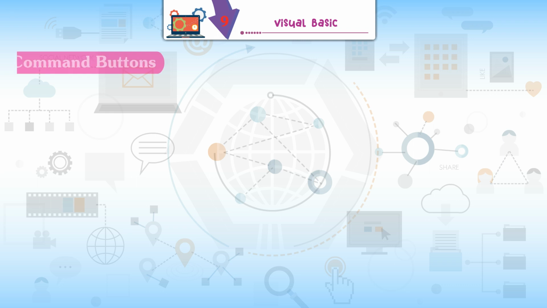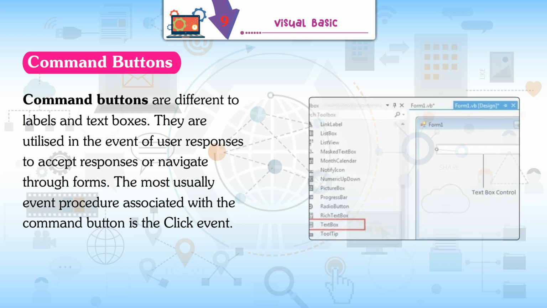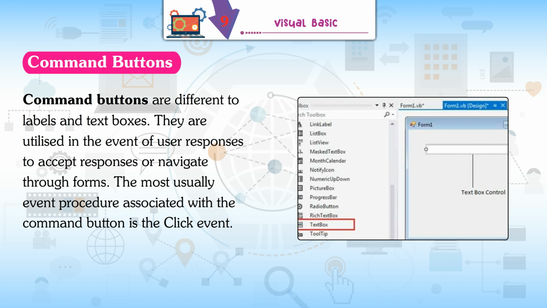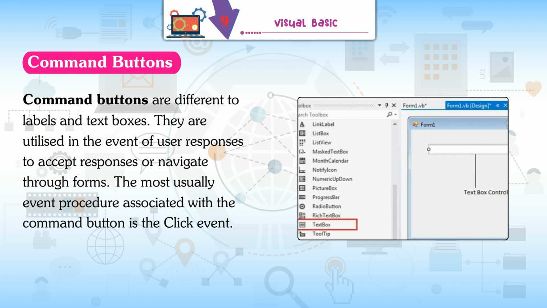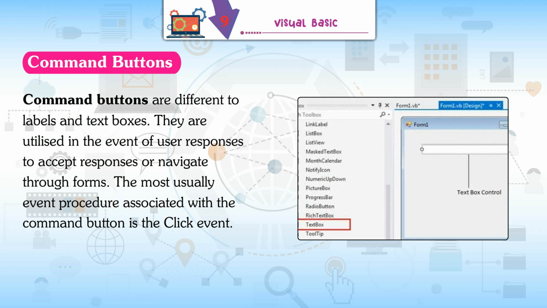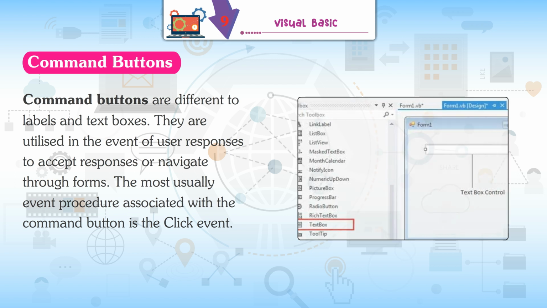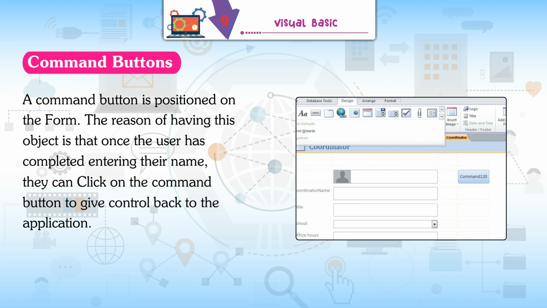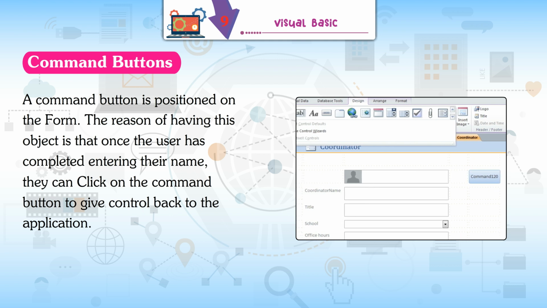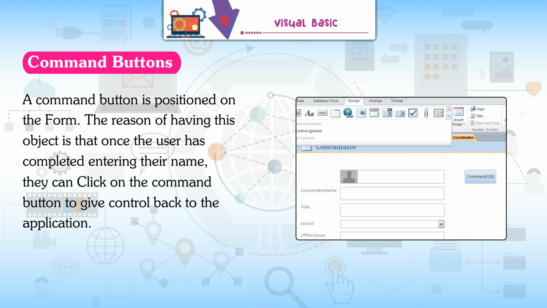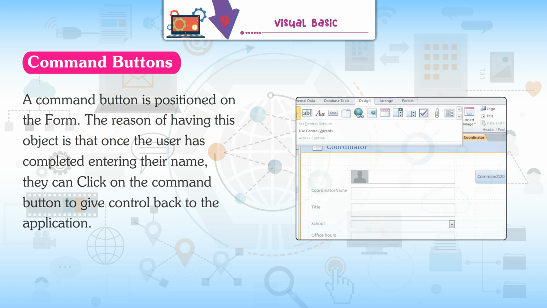Command buttons. Command buttons are different to labels and text boxes. They are utilized in the event of user response to accept responses or navigate through forms. The most usual event procedure associated with the command button is the click event. A command button is positioned on the form. The reason for having this object is that once the user has completed entering their name, they can click on the command button to give control back to the application.